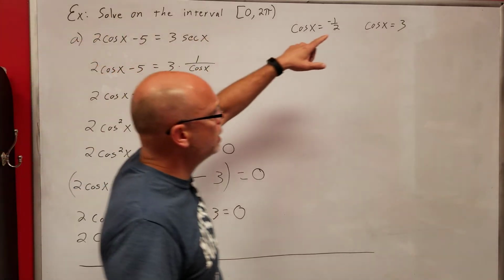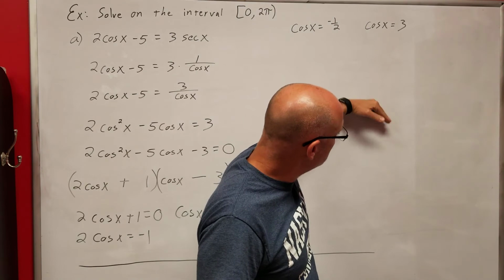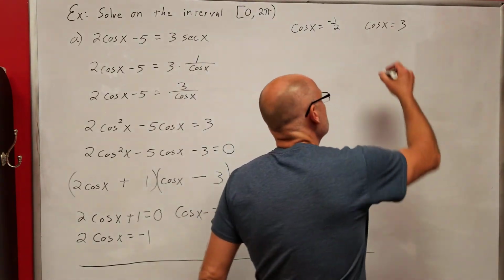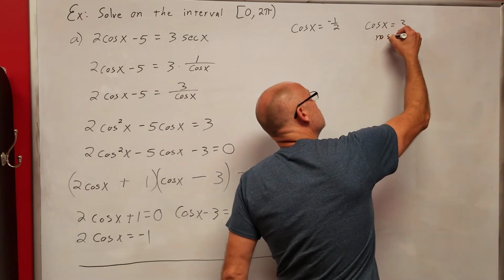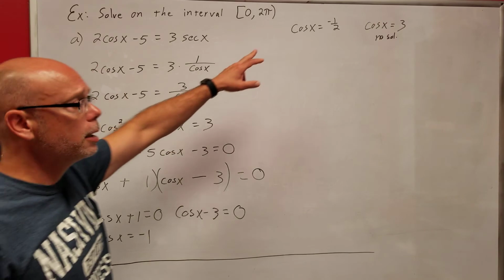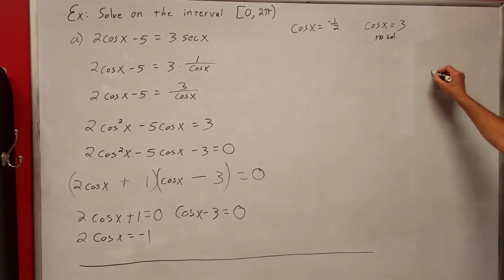Where's my cosine of x going to equal 3? Well, that doesn't happen. Think about your cosine graph. It oscillates between negative 1 and positive 1. So this part gives me no solution. How about this part? I can find this value though.